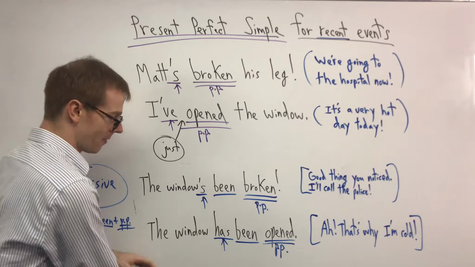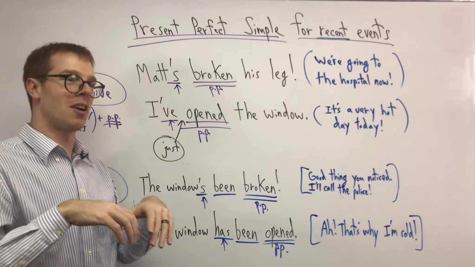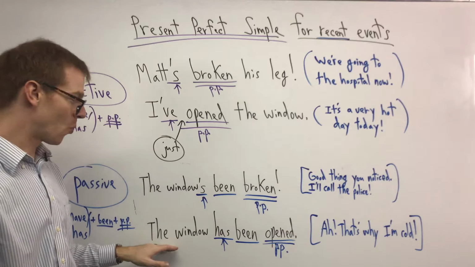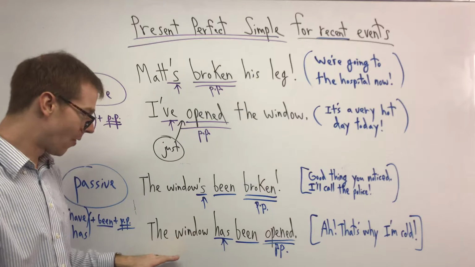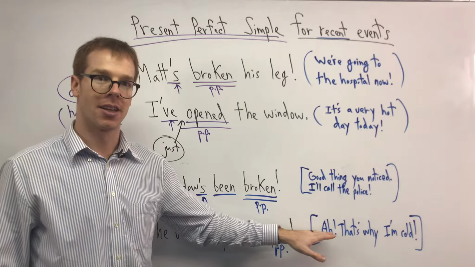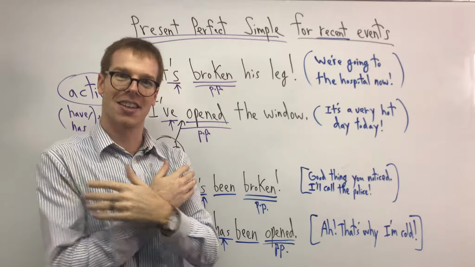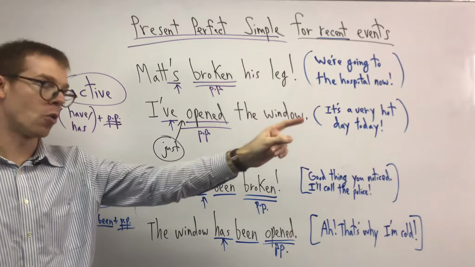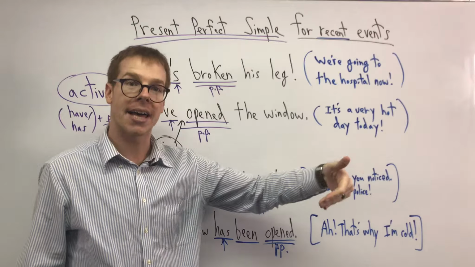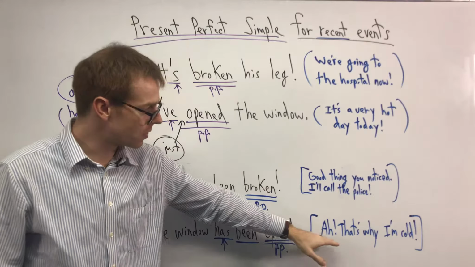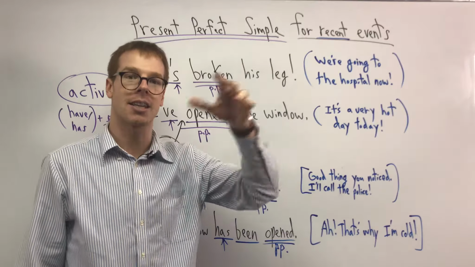Or here, this again, more everyday sentence, right? The window has been opened, or the window's been opened. Okay, you're like, how the window's been opened? That's why I feel so cold, right? Because someone has opened the window. The window has been opened. So here's a direct result affecting me now.